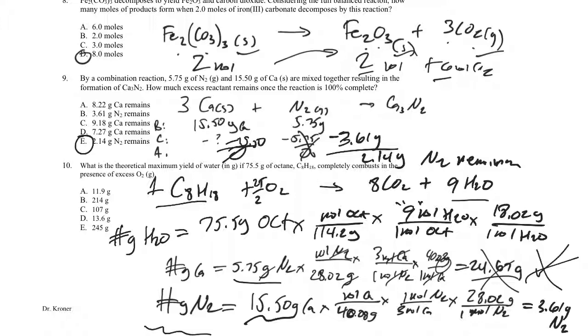So 75.5 divided by 114.2, that's the moles of octane, 0.661 moles. We're going to make 9 times that quantity, so we're going to make just under 6 moles of water, times 18.02 grams for each one of those moles gives us a total mass of 107 grams. So we make 107 grams at maximum of water by this reaction here.